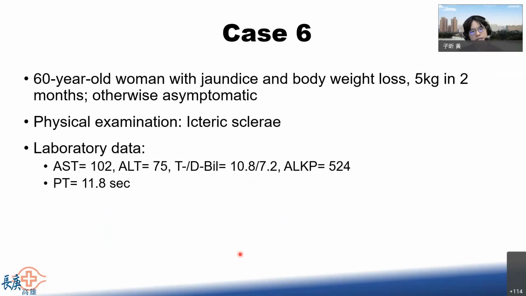Okay, next, let's talk about this other patient. A 60-year-old female patient with jaundice and body weight loss. The body weight loss is clinically significant. There's a loss of 5 kilos in 2 months. Otherwise, the patient was asymptomatic with good performance status. All you see from physical examination is that the sclera is icteric.